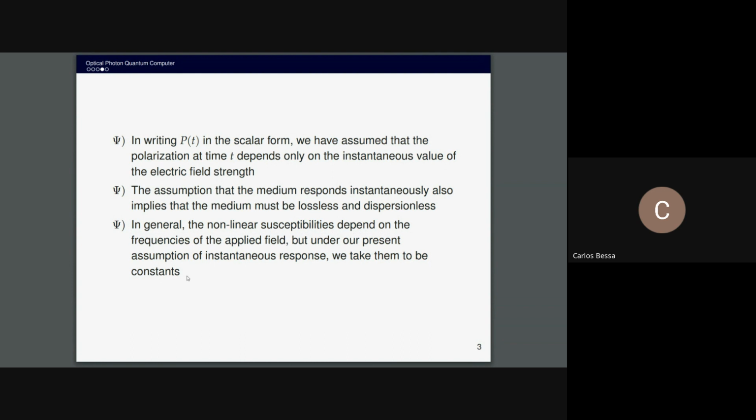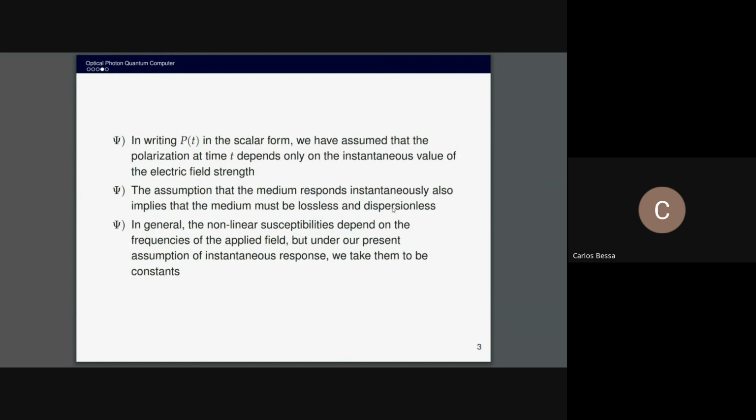We always have a certain bandwidth where we measure the susceptibilities, and in this interval you see that they are almost constant. But in general, if you consider all possible bandwidths, the materials are dispersive, and consequently chi depends on the frequency, on the wavelength.